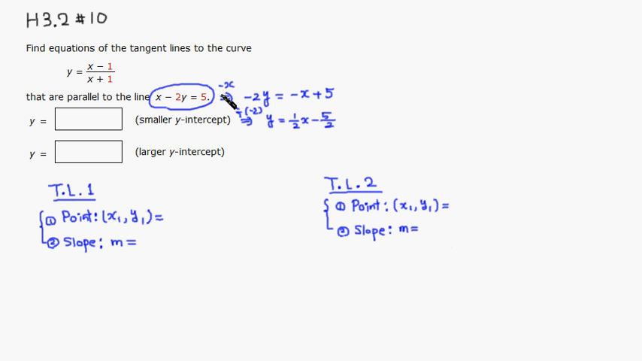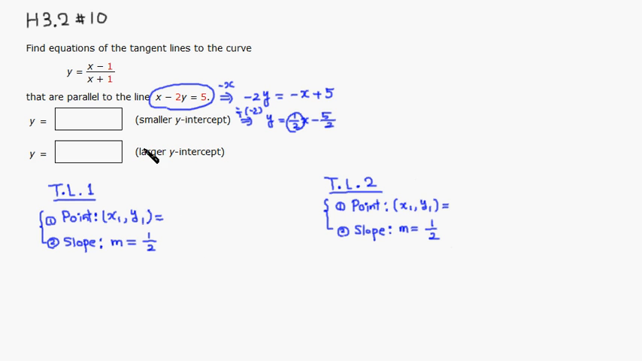But all we care about is the slope. You can see that the slope is sitting right here, which is 1/2. So both of these tangent lines have to have a slope of 1/2. Then we have to find the point of tangency where the slope is exactly equal to 1/2.